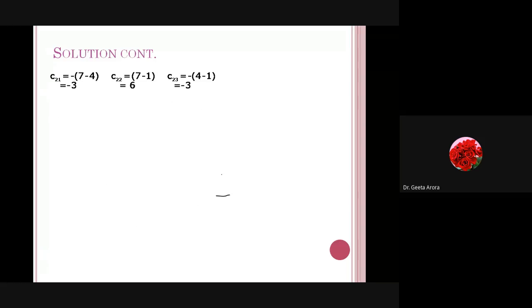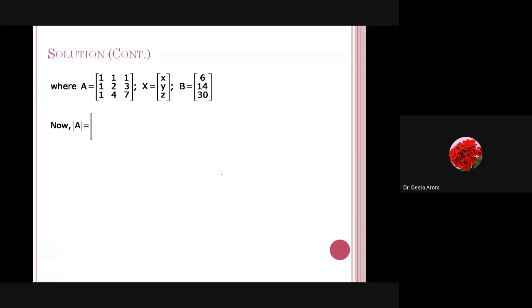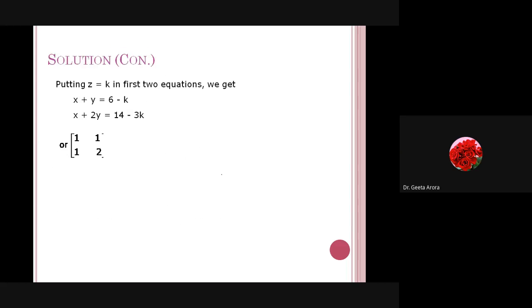Let's go back to the equations we have. We had x plus y plus z equal to 6, then 14, 30, and the coefficients 1, 1, 1, 1, 2, 3, 1, 4, 7. So here we have taken z equal to k, and from the first two equations we have written x plus y equal to 6 minus k, taking z on this side, and x plus 2y plus 3z was 14. So here we are saying x plus 2y is equal to 14 minus 3k.